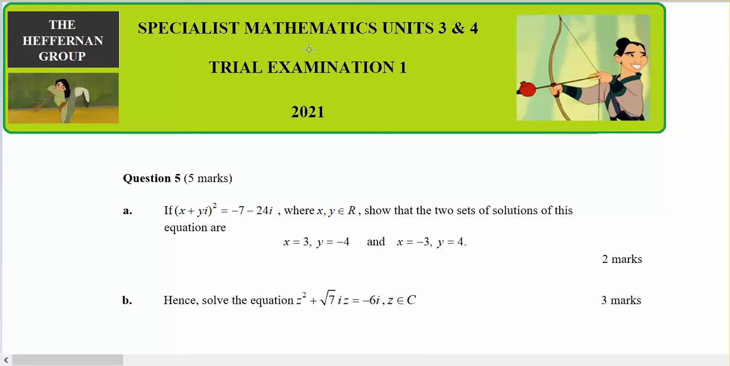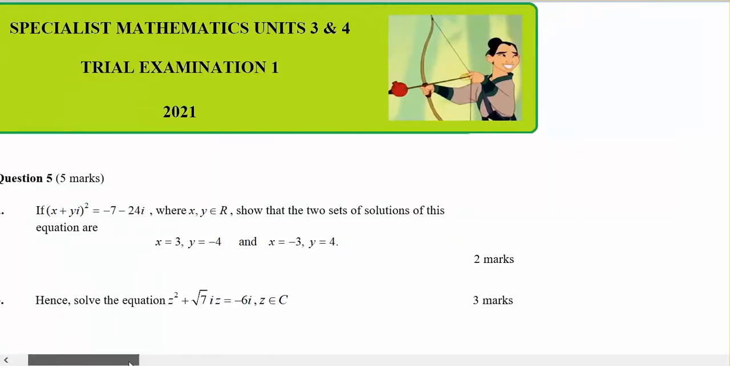Okay, question number 5 comes from complex numbers. So we have the expansion of this complex number squared equals this, and I've got to show that I have two solutions.